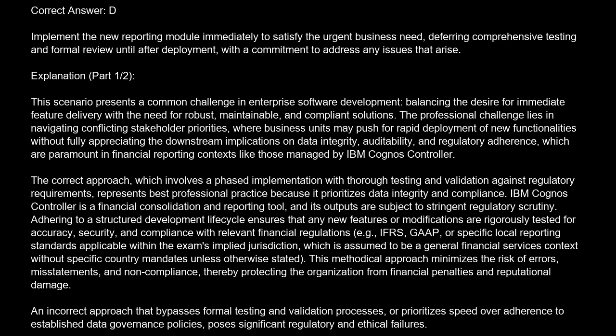The professional challenge lies in navigating conflicting stakeholder priorities, where business units may push for rapid deployment of new functionalities without fully appreciating the downstream implications on data integrity, auditability, and regulatory adherence, which are paramount in financial reporting contexts like those managed by IBM Cognos Controller. The correct approach, which involves a phased implementation with thorough testing and validation against regulatory requirements, represents best professional practice because it prioritizes data integrity and compliance. IBM Cognos Controller is a financial consolidation and reporting tool, and its outputs are subject to stringent regulatory scrutiny.